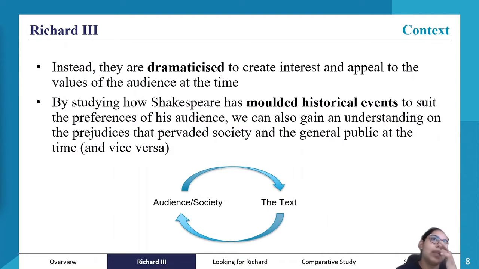So the king's word is kind of like God's word, and so these values were very important at the time for people. Those values were important for the monarchy at the time, and we know that Shakespeare was very closely affiliated to that monarchy. One of his patrons was Queen Elizabeth I herself. So by studying how Shakespeare has molded that historical event to suit his preferences, to suit his agenda at the time, we actually gain understanding into the prejudices that pervaded society and the general public at the time. So the society and the audience influenced the text, just as the text influences the societies and the audiences to think or feel a certain way.